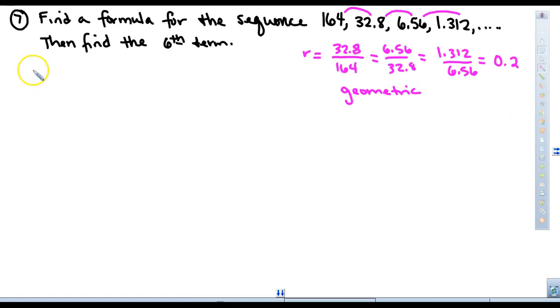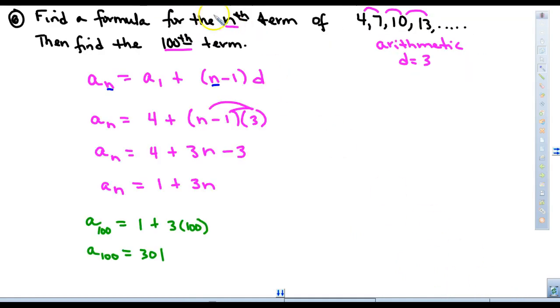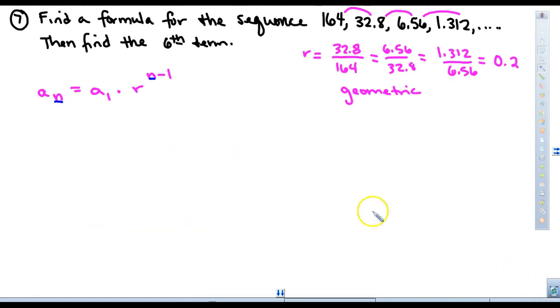Well, because it's geometric, I'm going to use my formula for geometric sequence, which is a sub n is equal to a sub 1 times r raised to the n minus 1. And again, I'm going to leave my n's in there because I'm looking for a formula for the nth term. And I didn't write that here, but it is the same directions as what we had right here. We're looking for the nth term of our sequence. So I'm going to leave the n's in place.